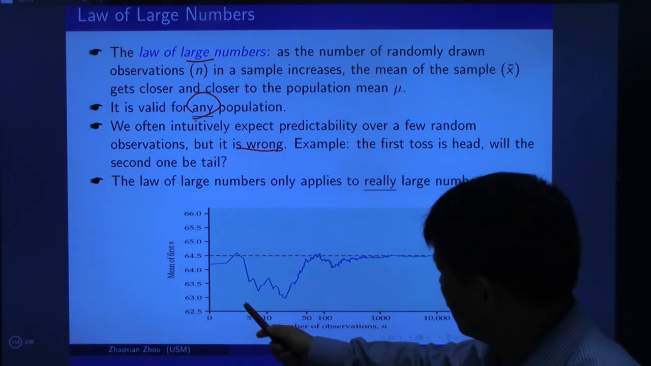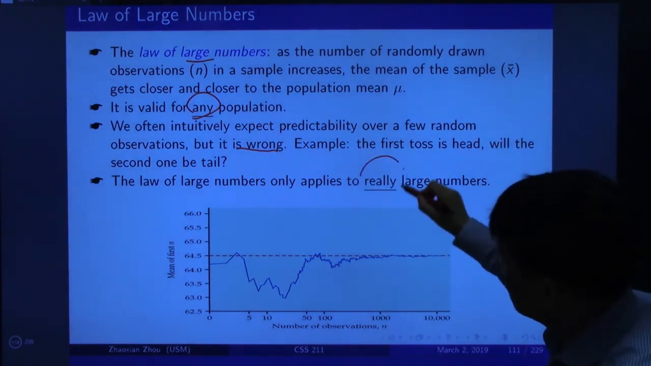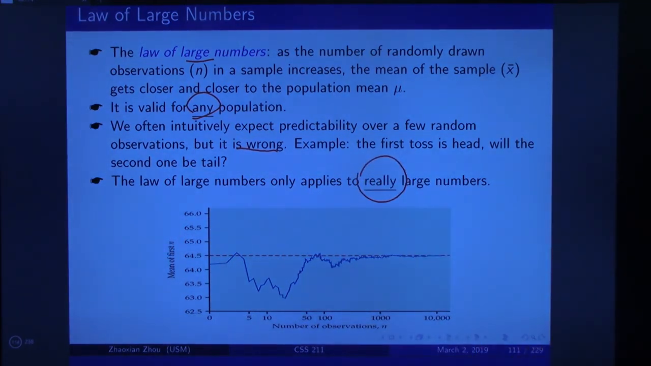We have similar examples discussed before. The first time may be head, then the second time may still be a head. No one guarantees that the first time is head, then the second time will be tail, even though it's 50%, because 2 is not a large number. So the law of large numbers only applies to really large numbers. You may ask, what is a really large number? Well, that depends. Actually, there's no fixed threshold.